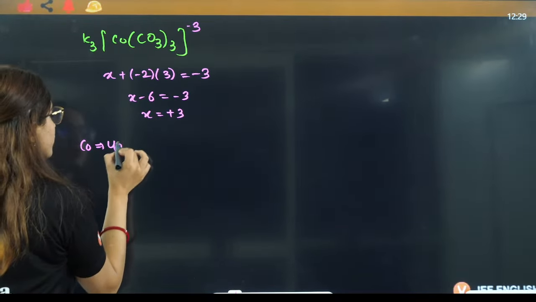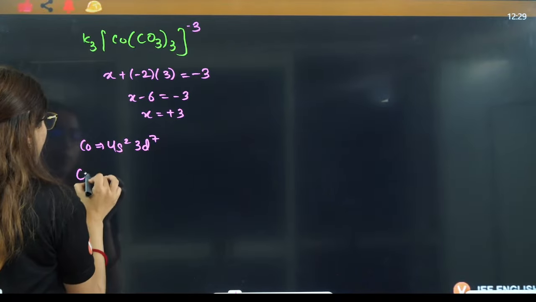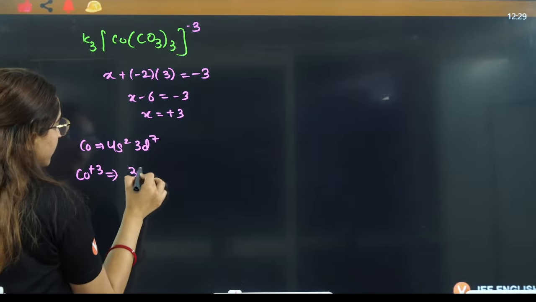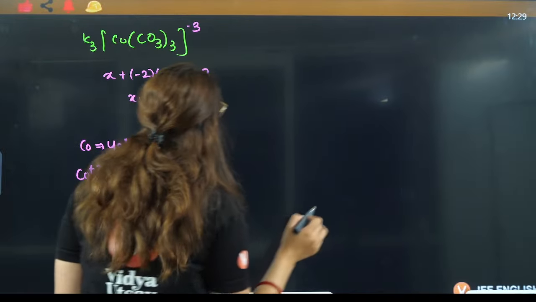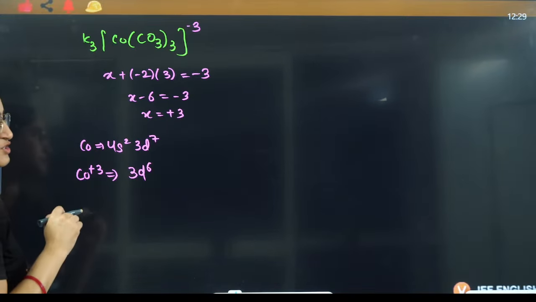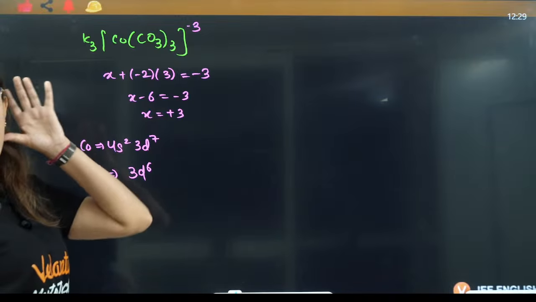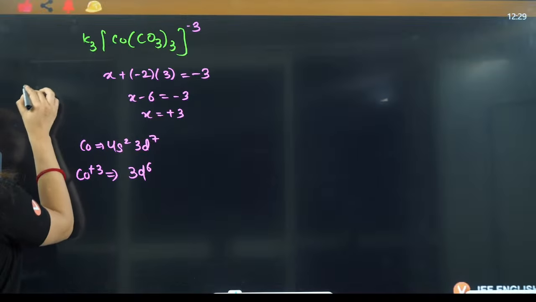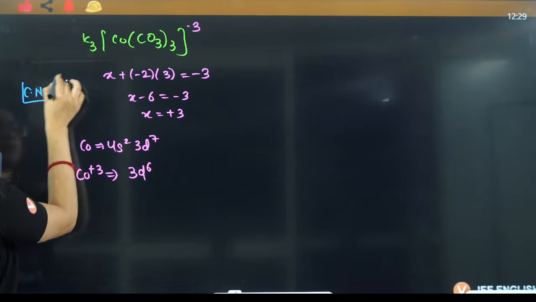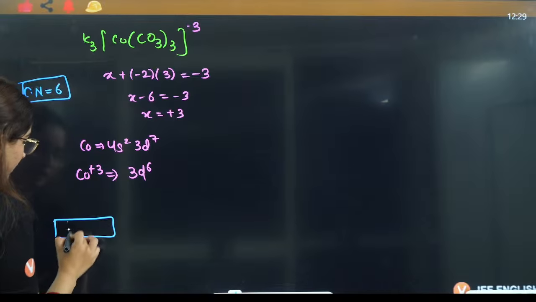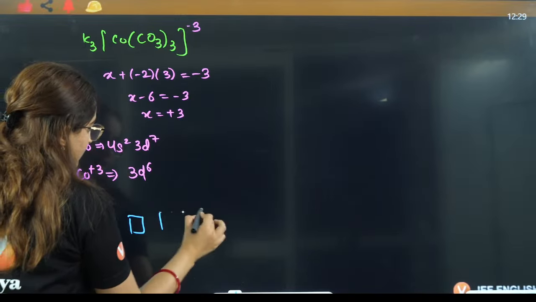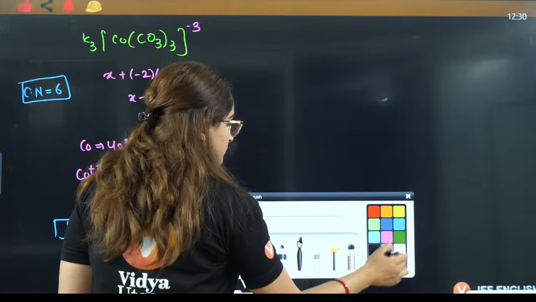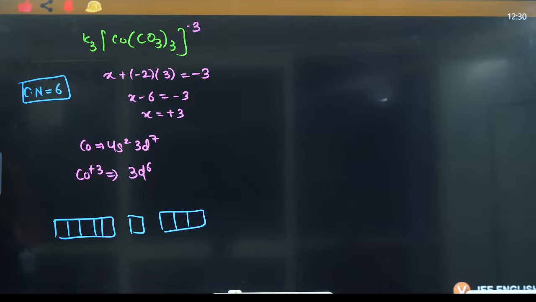Cobalt is 4s2 3d7, 27. Cobalt plus 3 is going to be 3d6. Now you need to have 6 coordination. See, one carbonato has 2 donating sites, so 3 will have 6. So coordination number here is going to be 6. So that is the reason here you will have B. This is S and this is P. Okay, understood? Now tell me, will there be any pairing or not? Yes, everybody?